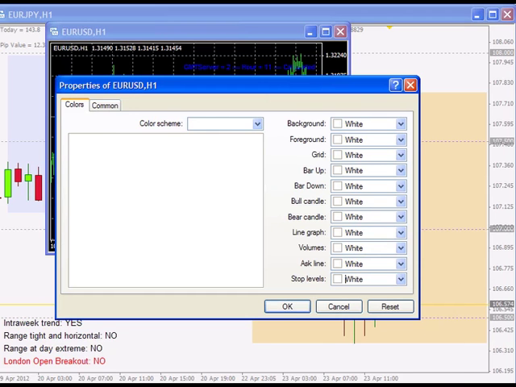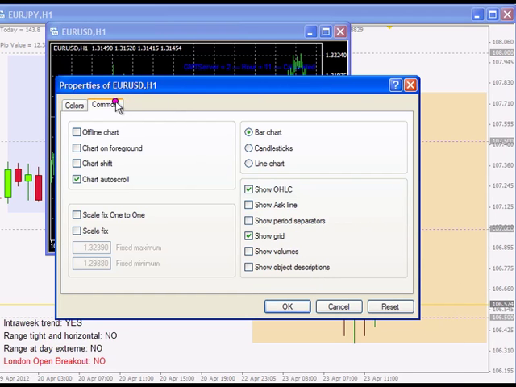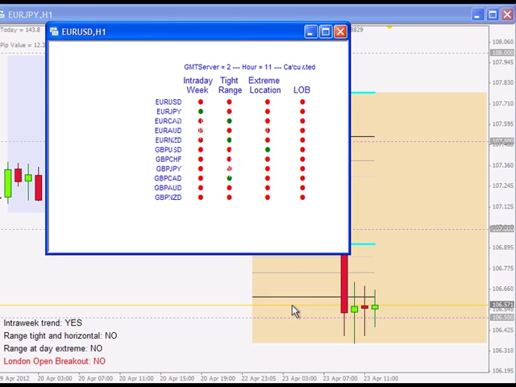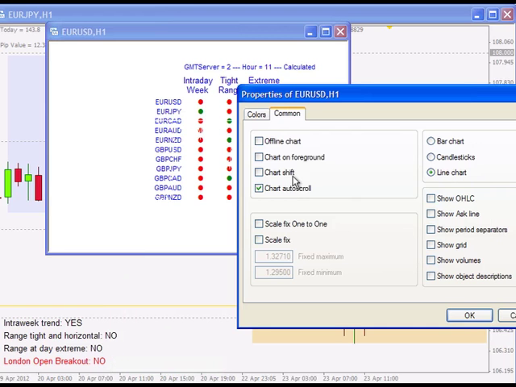And we are done. Now, at the common tab, take the line chart just because it's easier to read, and make sure all of these fields are unticked. All of them should remain unticked. Click on OK, and there you go. Now you get to see the indicator much better.